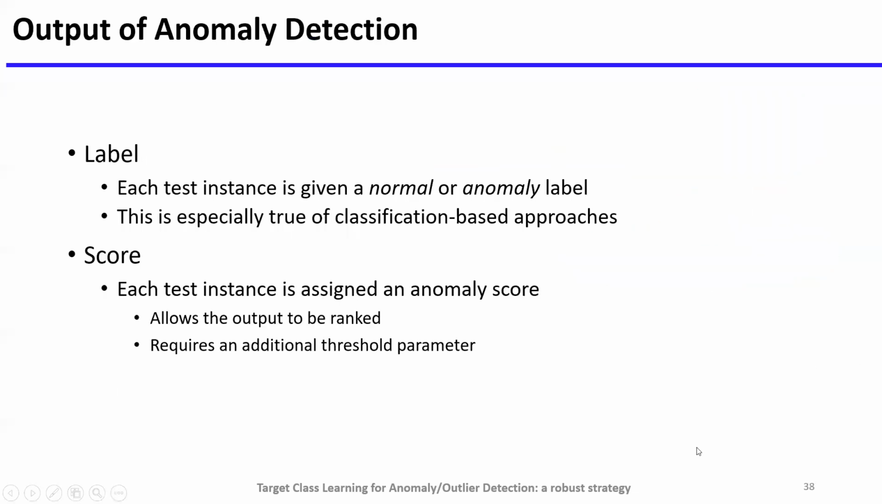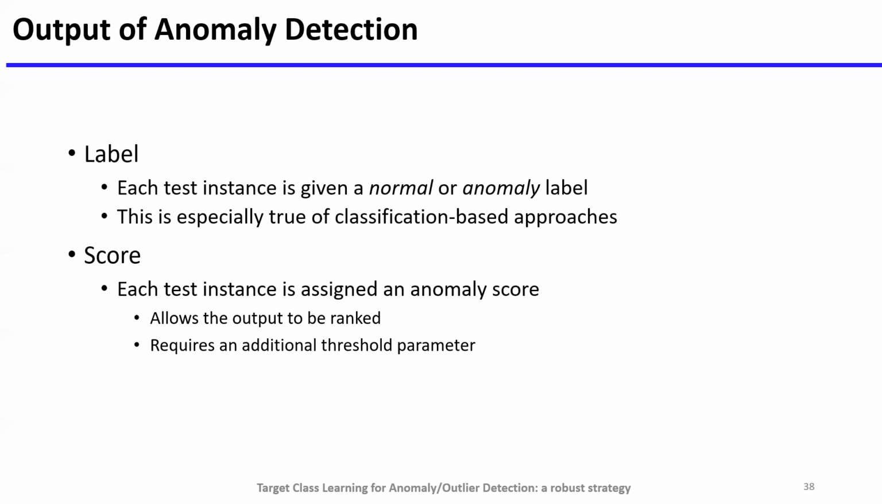The next important point which we can discuss here is what should be the output of the anomaly detection. Sometimes we just assign the labels. The label may be normal or anomaly, and it is the most common approach if we are following the classification based approaches.